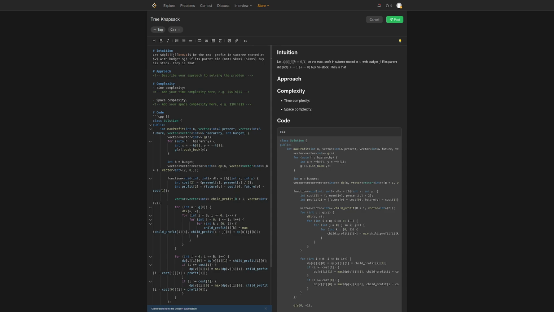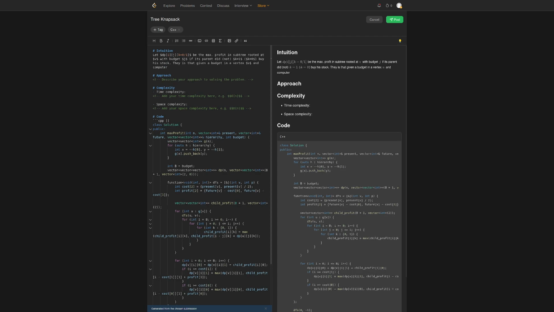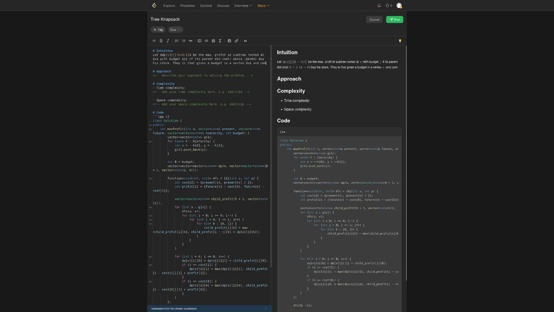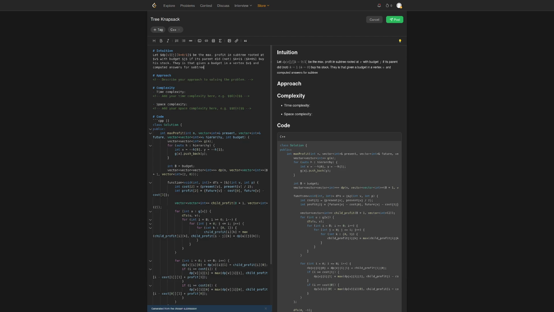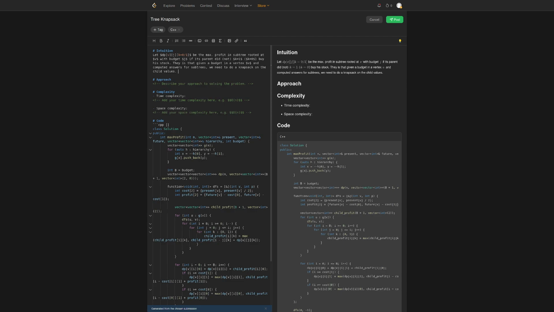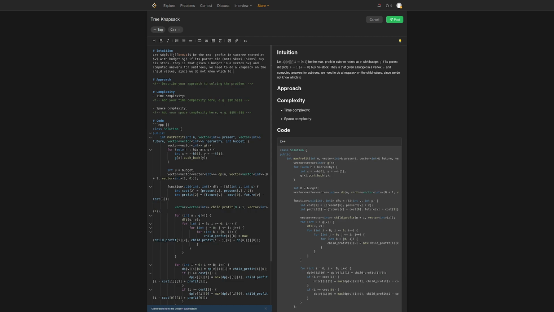The key is that given a budget and a vertex W and computed answers for subtrees, we need to do a knapsack on the child values, since we do not know which to pick inside of our budget.